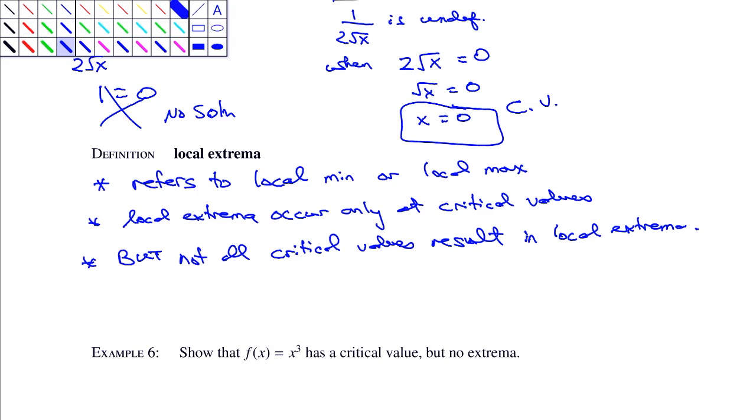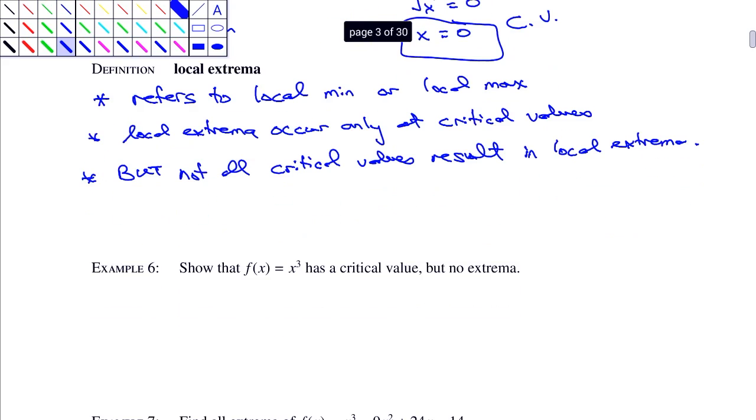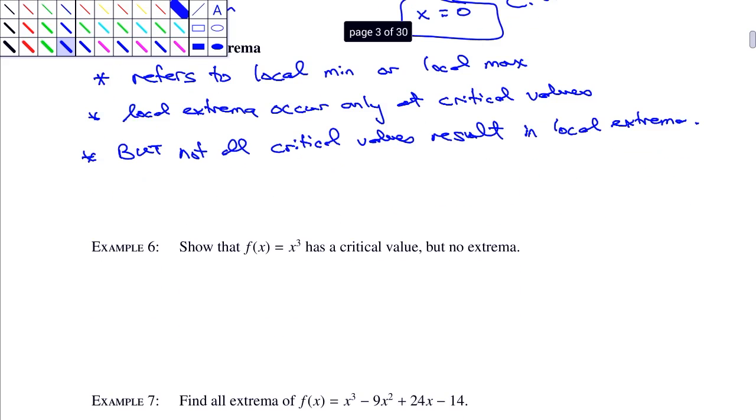If you're going to have a local extreme, you have to have a critical value associated with it. But just because you have a critical value does not necessarily mean you're going to have an extreme value. And we saw this when I was working with the graphs yesterday. We'll go ahead and show it explicitly in example 6. Show that f of x equals x cubed has a critical value, but no extrema.